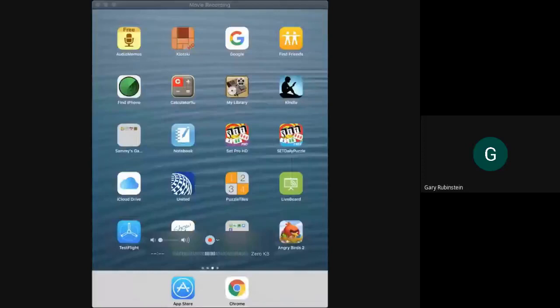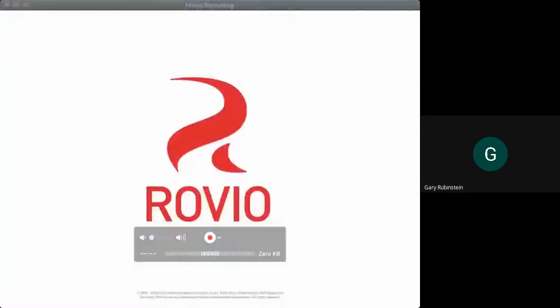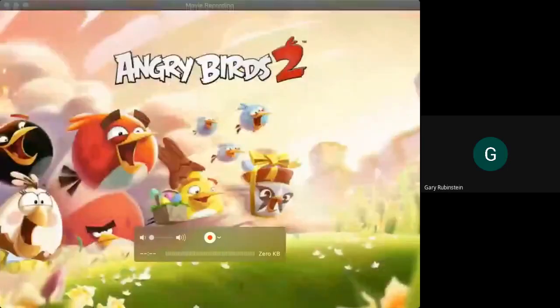I actually didn't even have this game on the iPad. I just downloaded it. And it doesn't even load up because it's a really old iPad, I guess. Give it a second. Angry Birds 2.